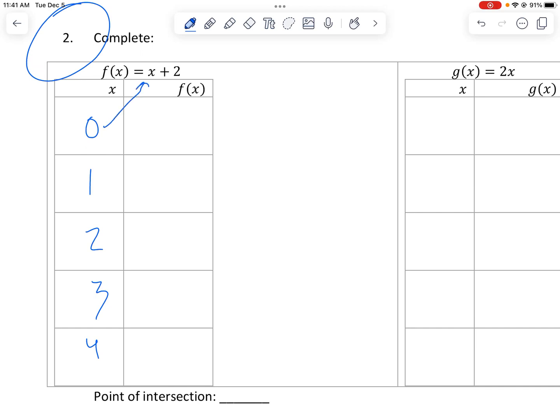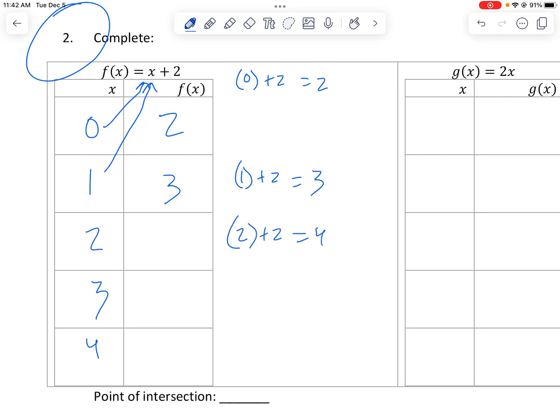So we're going to just plug in 0 here. 0 plus 2 equals 2. So put that there. And then you can plug in 1. 1 plus 2 equals 3. So we got 3. And let's just plug these in. 2 plus 2 equals 4.